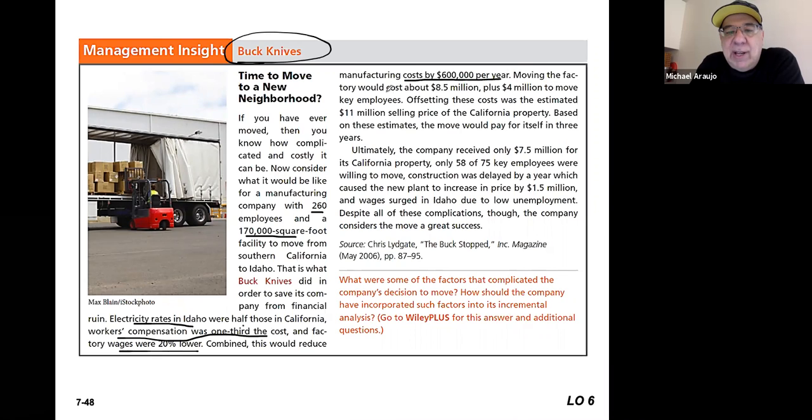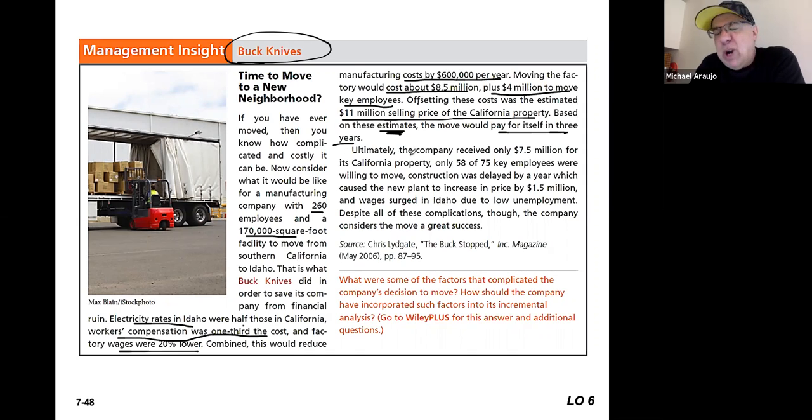Moving the factory would cost $8.5 million. Plus, they would be spending $4 million to move their key employees to Idaho. Offsetting these costs were $11 million that they think they would get by selling their California facility. So based on these estimates, and they're only estimates, the move would end up paying for itself within the first 3 years. And because they're looking long-term, that's great.